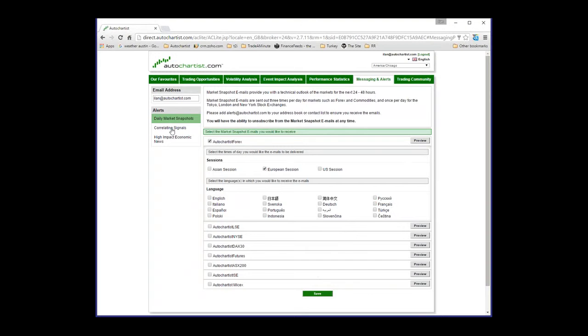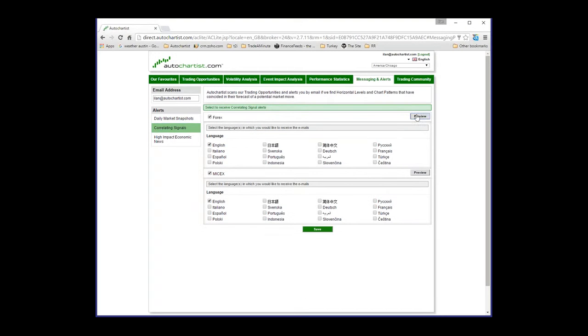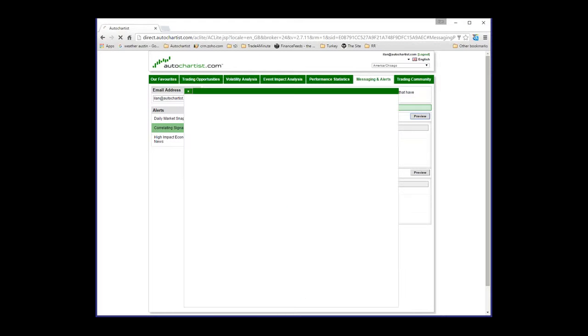What I really like is these what we call correlating signals.